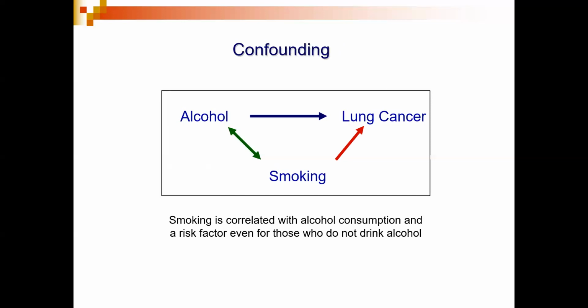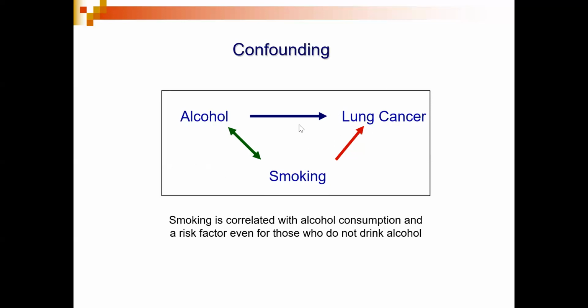Another common one is alcohol and lung cancer, with smoking. We know smoking is related to both lung cancer and alcohol drinking. So as I explained again, the possible explanation might not be that alcohol is causing lung cancer, but the alternative pathway: alcohol is associated with smoking, then smoking leads to lung cancer. That's the alternative pathway.